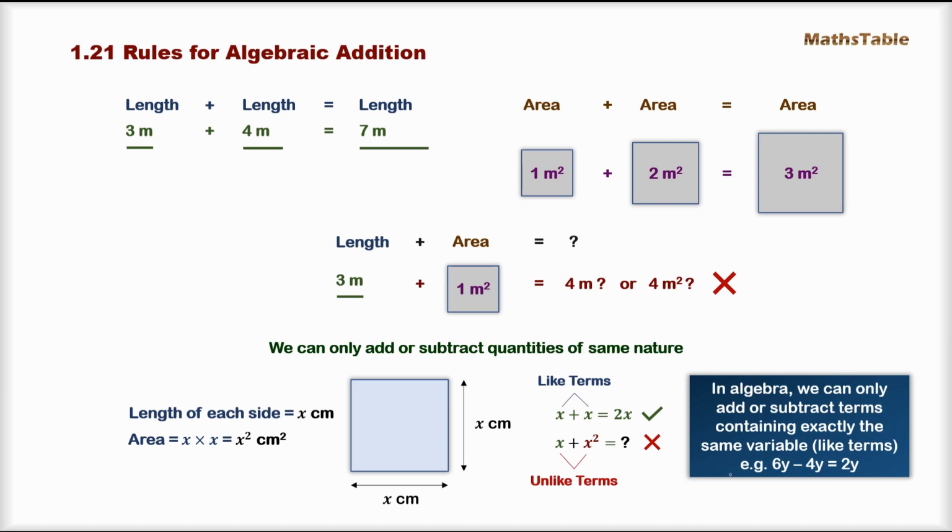So we can conclude that in algebra we can only add or subtract terms containing exactly the same variable, or like terms. For example, 6y minus 4y contain the same variable y, and with the same variable we can simply add or subtract their coefficients. So 6 minus 4 is equal to 2y. This is what algebraic addition is all about.